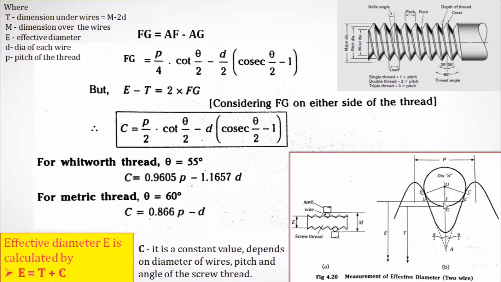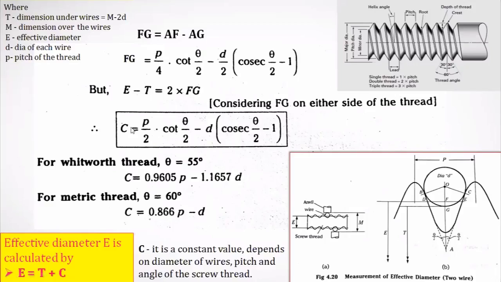Why it is 2 times means, in the main image it is showing only on one side. But if you take the other side also, you can see the cursor, this side, this also FG will be there on this side also. That's why it is 2 times the FG. You can write this equation also, E minus T in terms of 2 times the FG. See here, considering FG on either side of the thread. Here in the main image it is showing only on one side. If you take two sides also, that's why 2 times FG.